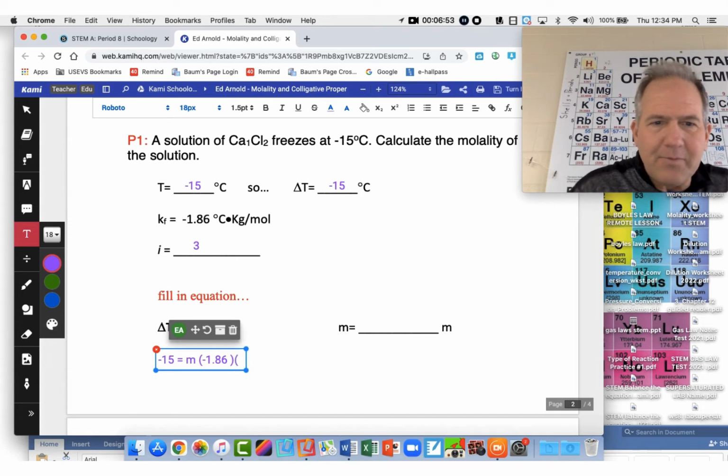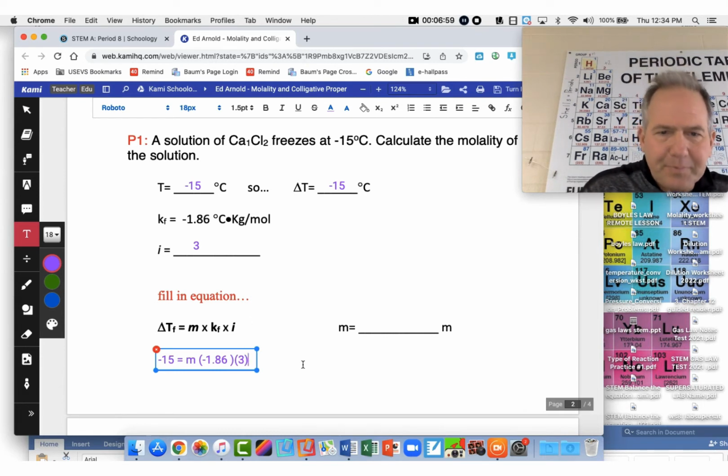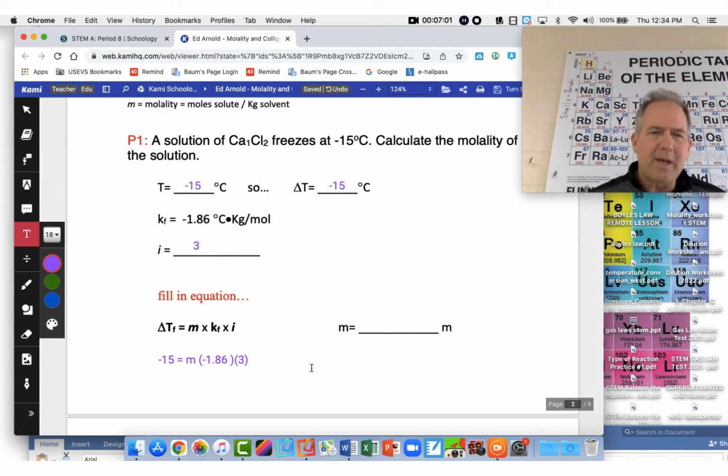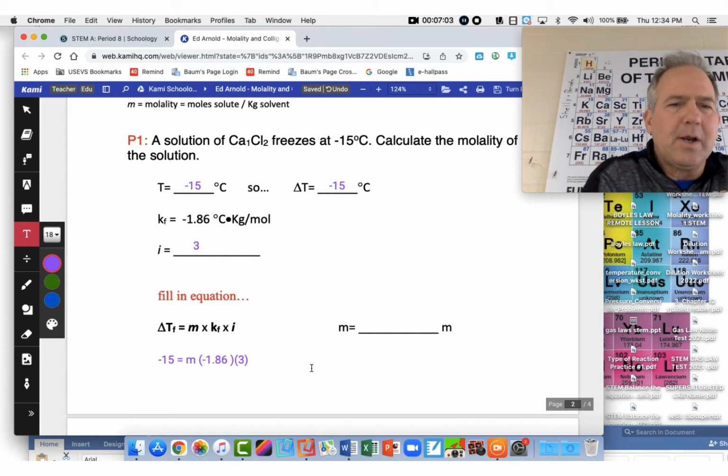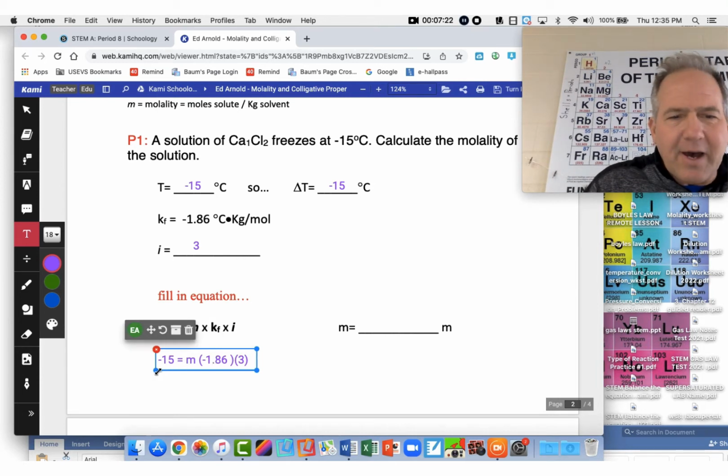And then finally, what do we have left? The number of ions. We have a 3, and I'll put that in there also. Okay, now look what we have. Our equation just like before. Now we have an equation with four different things in it, but we're trying to solve for m. So we have to get these two things away. If they're on the top and we want to take it to the other side, we move it down. So we're going to divide.